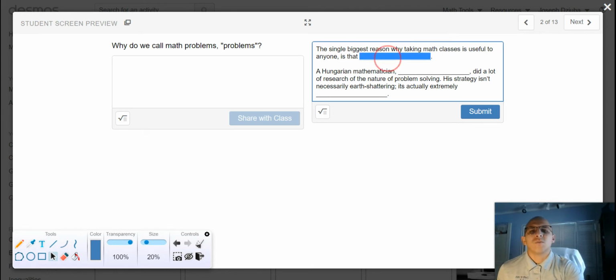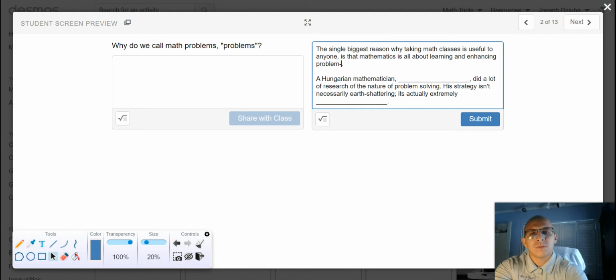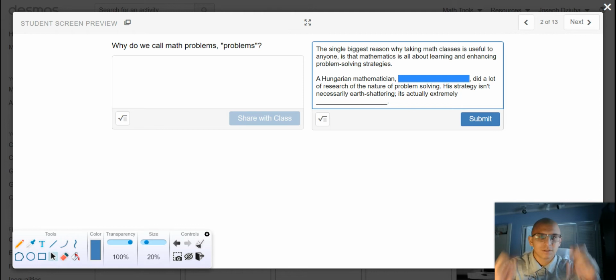The single biggest reason why taking mathematics classes is useful to anyone is that mathematics is all about learning and enhancing problem solving strategies. Yes, you have to learn how to graph a line, solve a quadratic, and we can start talking about exponentials and logarithms and increase the anxiety. But at its core, mathematics is constantly refining and enhancing your ability to persevere through these problems.